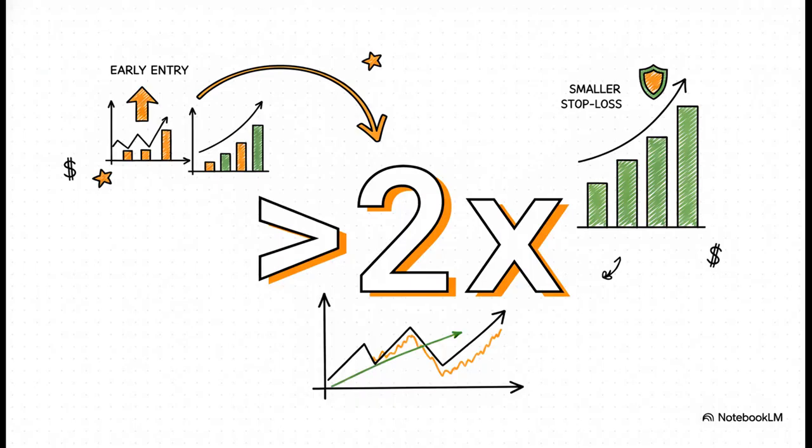So what's the big deal? Why go through all that trouble? Well, getting in early like this means you can use a much tighter stop loss. And the tighter stop means your potential risk-to-reward ratio just explodes. We're talking about potentially more than doubling your profit on the same move compared to waiting for the slower signal. An early entry with less risk, I mean, come on, that's a game changer.